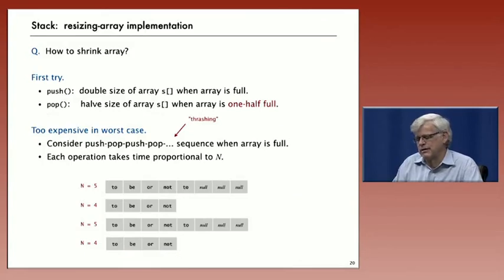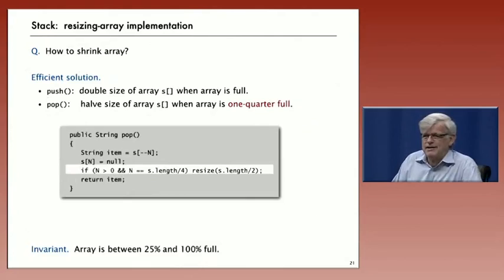If the client happens to do push, pop, alternating when the array is full, then it's going to be doubling, halving, doubling, halving, doubling, halving, creating new arrays on every operation, taking time proportional to n for every operation, and therefore quadratic time for everything. So I don't want to do that. The efficient solution is to wait until the array gets 1/4 full before you halve it.